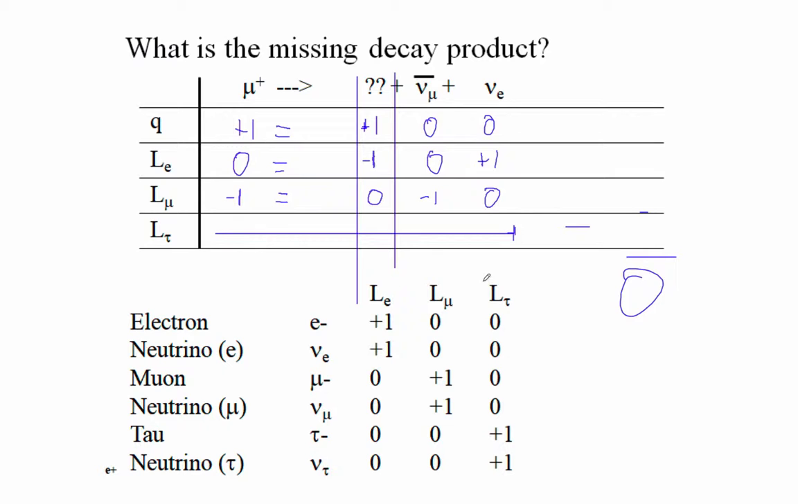All right, so what has a charge of +1 and an electron lepton number of -1? Could it be a positron, an anti-electron? An E+, right? It would have a charge of +1, but an electron lepton number of -1. Yeah, that's the guy. It's a positron. All right.